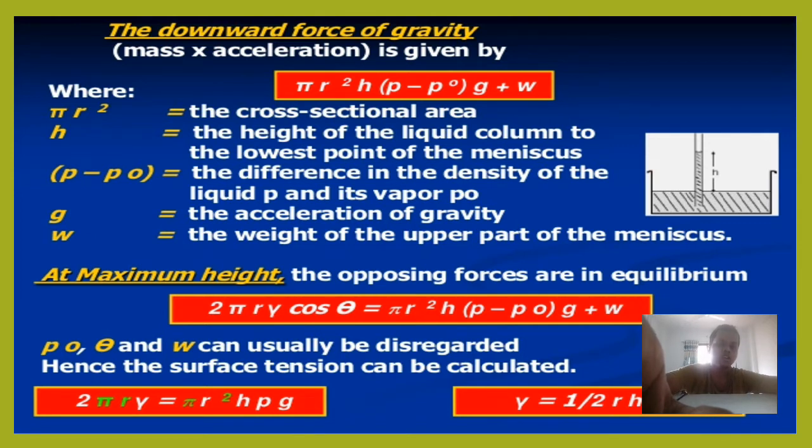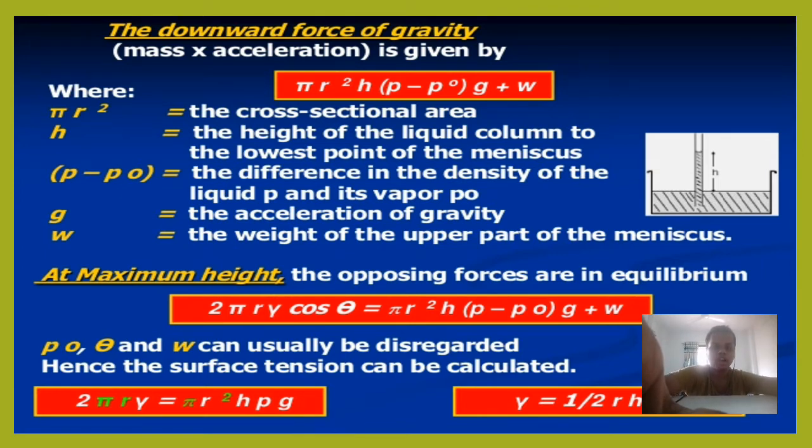At maximum height, the opposing forces are in equilibrium with each other, so the downward force is equal to the upward force. So 2 pi r γ cos theta is the upward force, and pi r square h (rho minus rho 0) g plus W is the downward force. Rho 0, theta and W are usually disregarded, and hence the surface tension can be calculated once we remove the density of vapor, the angle theta and the weight.